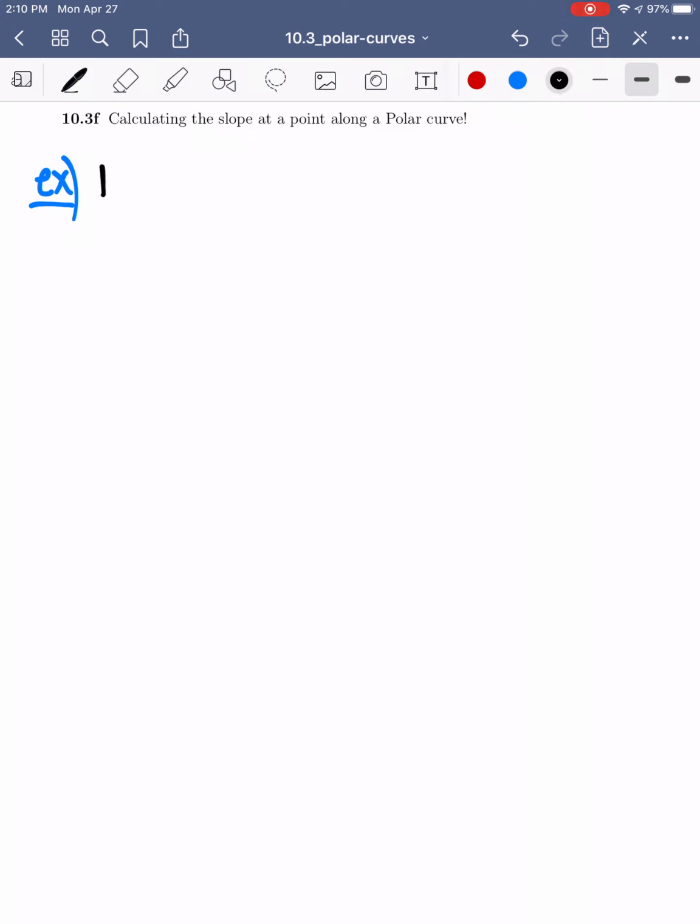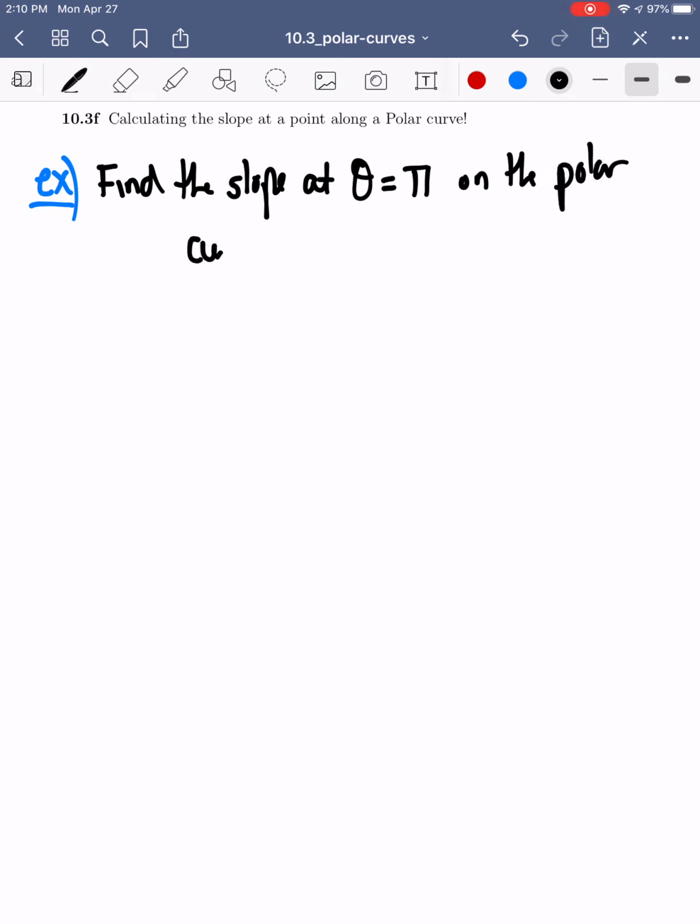In this example, we'll find the slope at a specific point along a polar curve. And let's use the polar curve that we just sketched in the last video: r equals 1 plus sine of theta. So again, we're handed this polar curve, r equals 1 plus sine theta. We're told what point we care to calculate the slope at. So we can go ahead and parameterize and then use what we know about parametric calculus.